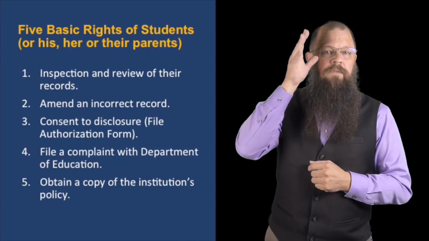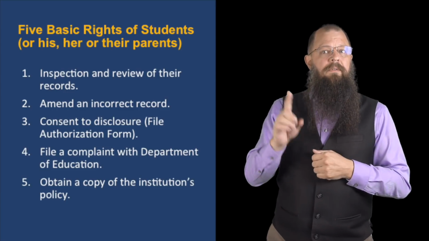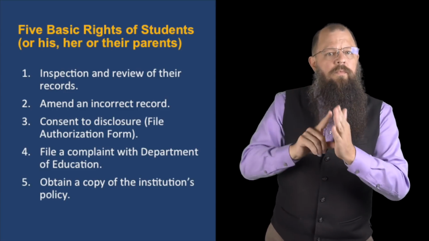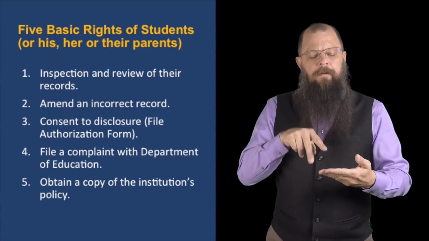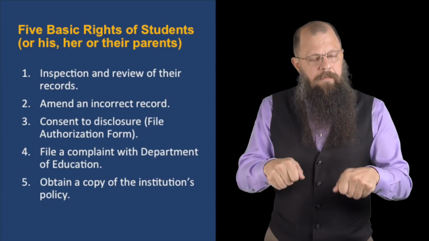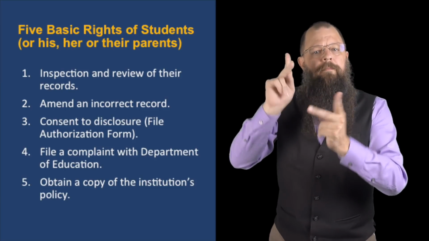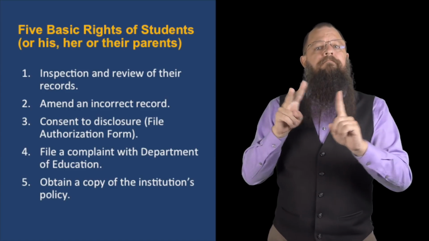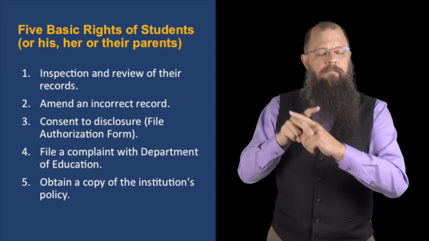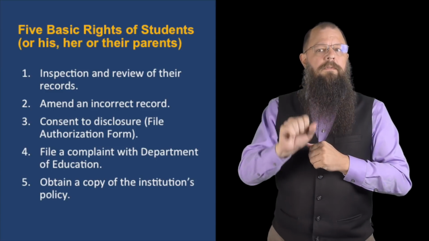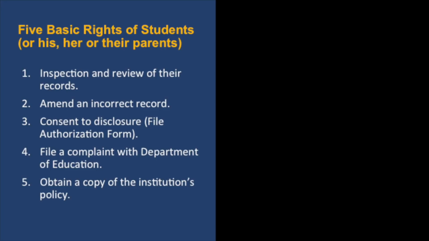FERPA grants 5 basic rights to parents and students if they are an adult student. These include the right to inspect and review the child's records, the ability to amend an incorrect record, consent for disclosure, meaning a form to be signed to allow information to be shared with certain individuals, a process for filing complaints with the Department of Education if there are any potential FERPA violations, and finally, obtain a copy of the institution's policy, or in this case, meaning TSD's FERPA policy.